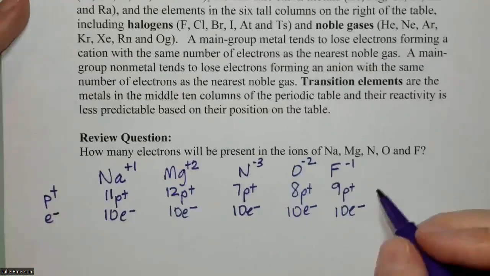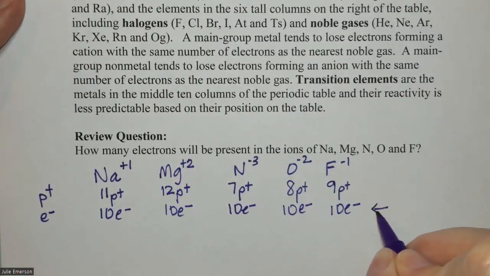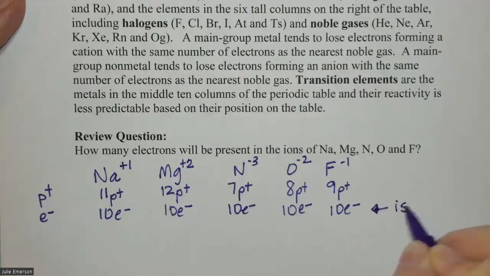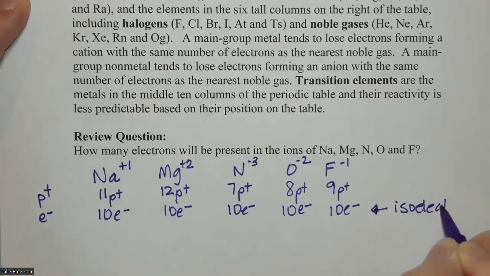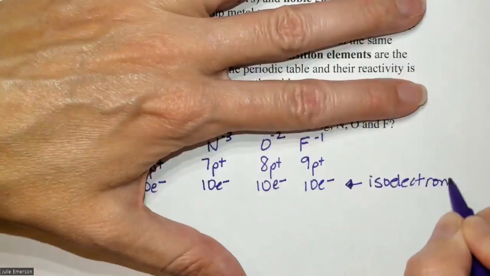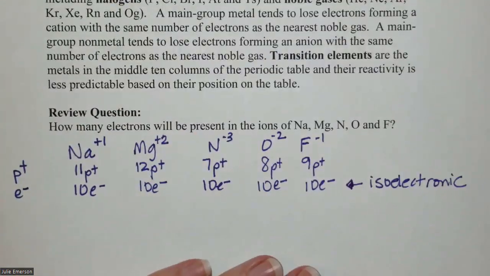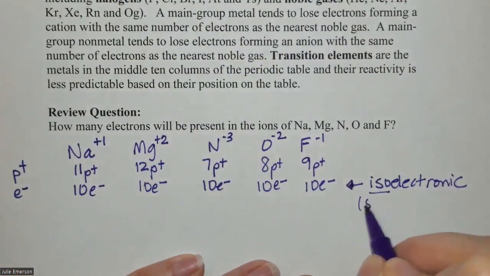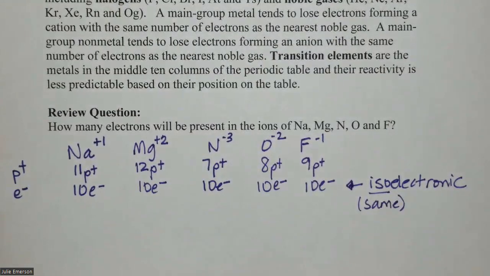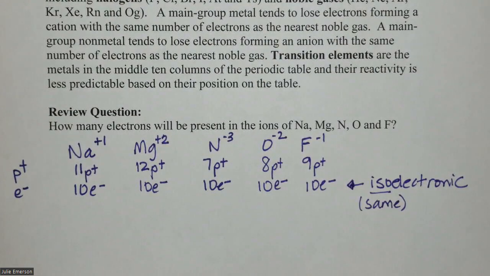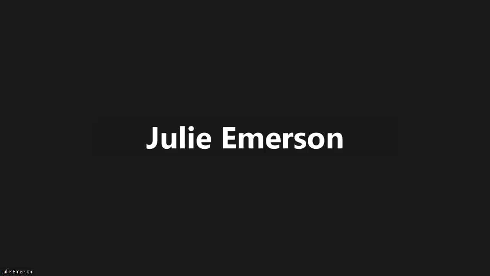So what we notice about these 5 ions is that they are called isoelectronic. Iso means the same, and electronic means it has the same number of electrons, the same electron structure. And remember we talked about the whole reason to form these ions is to end up feeling like a noble gas.